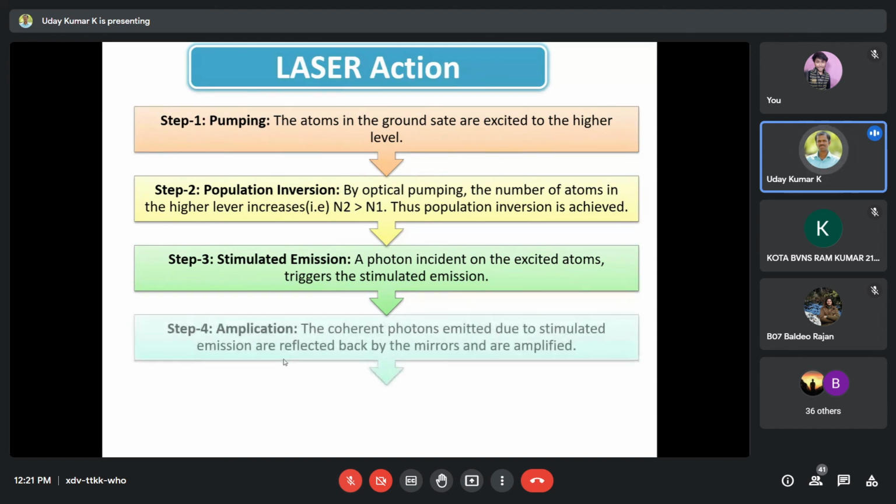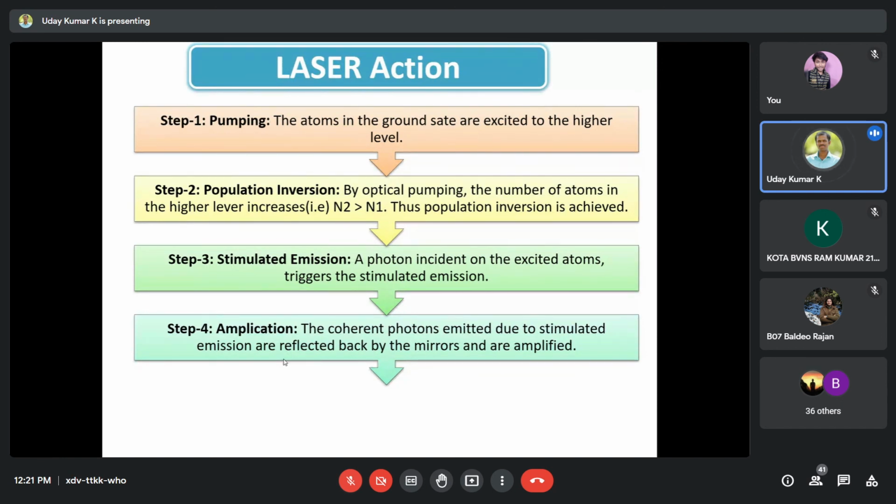Okay, so once you get the stimulated emission process, what is the next one? That is the amplification, right? So in this amplification, as I explained, 2 photons will create 4 photons, 4 will give you 8, and 8 will give you 16. That kind of geometrical progression will take place. Remember, this geometric progression, or amplification, will happen because of the resonator.